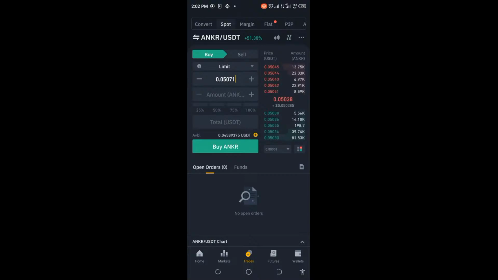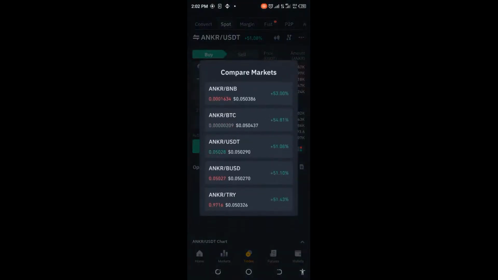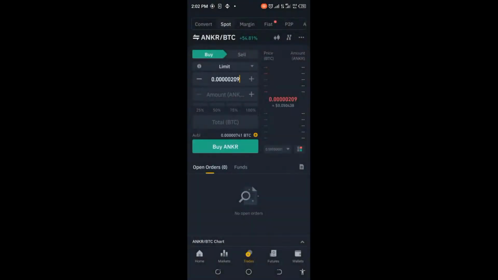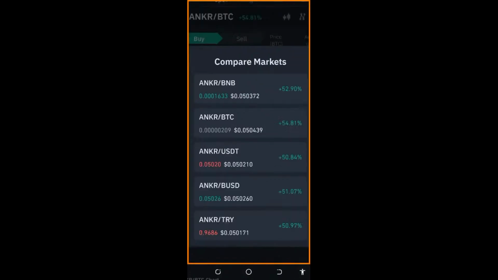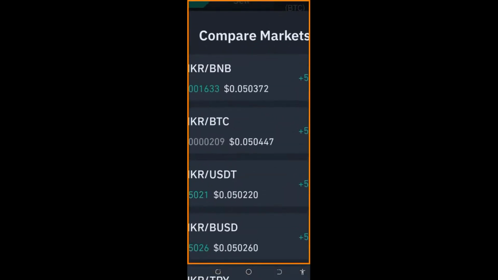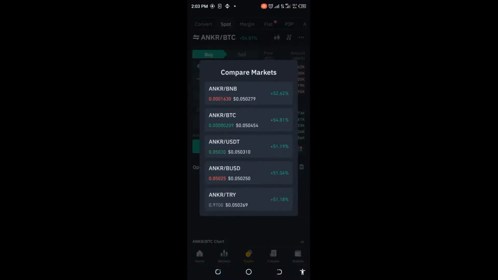Okay. So let's go to the compare markets and pick on BTC. Let's check what it is, because we want to make sure that we don't sell it at a loss. Okay. So it's currently on 0504. I'm just going to wait a little for it to get to 0510. Once it gets there, I'll be back to place my sell. See you shortly.